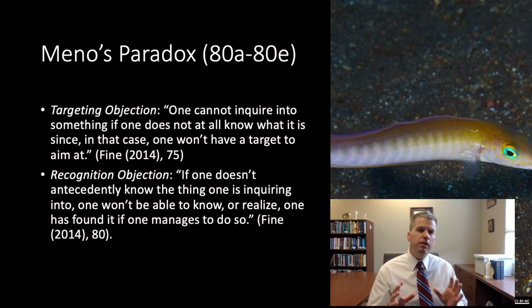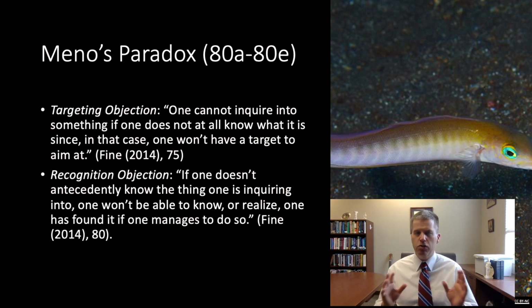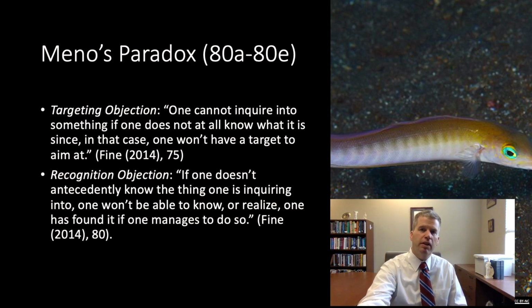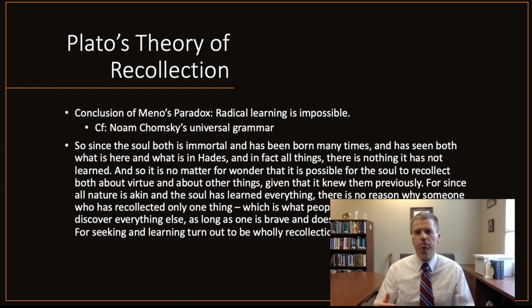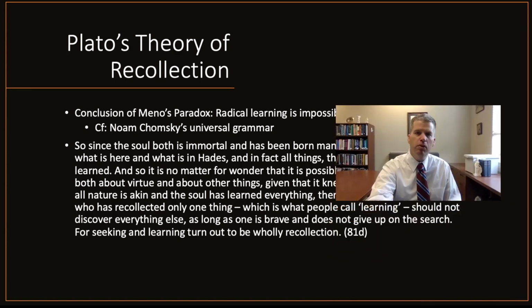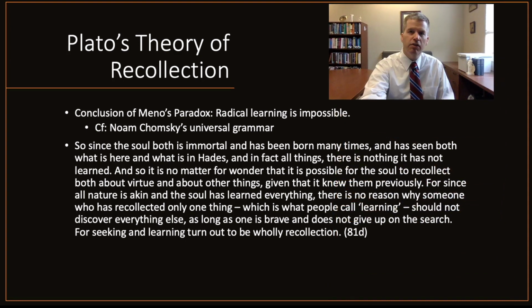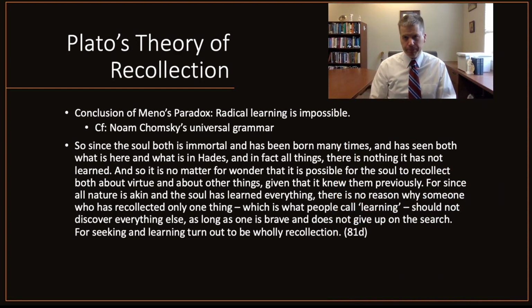So what these two aspects of Meno's paradox suggest is that radical learning is impossible. And this is what Plato takes the paradox to show. So the conclusion of Meno's paradox is that radical learning is impossible, that you cannot learn something new from a state of complete ignorance. You have to start off with some knowledge.